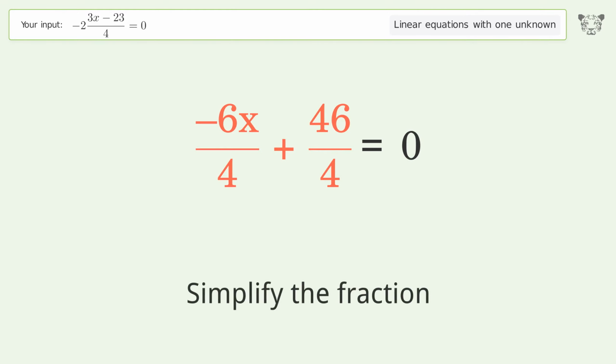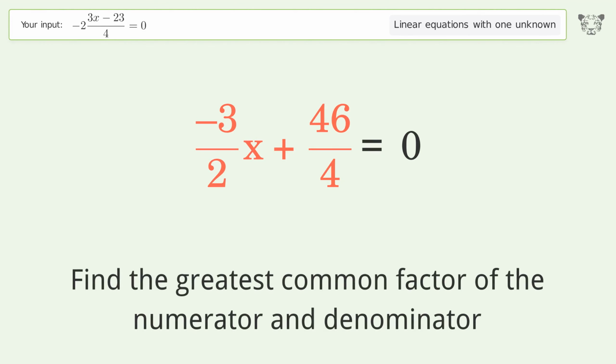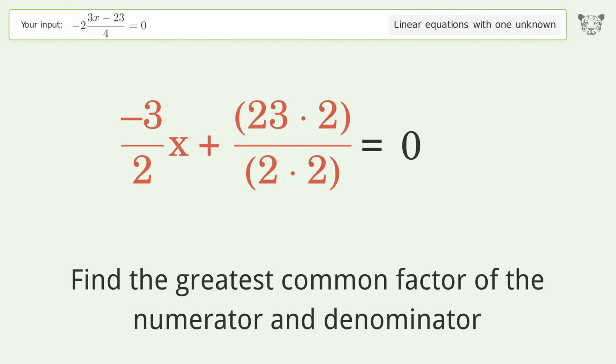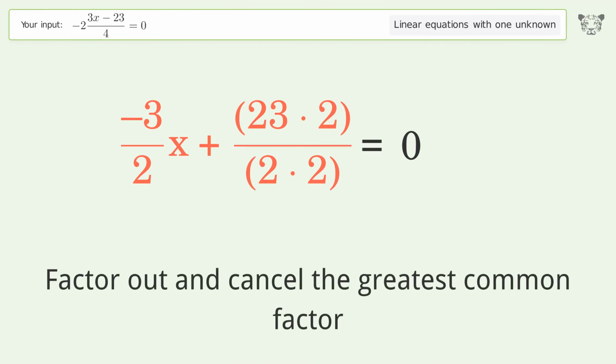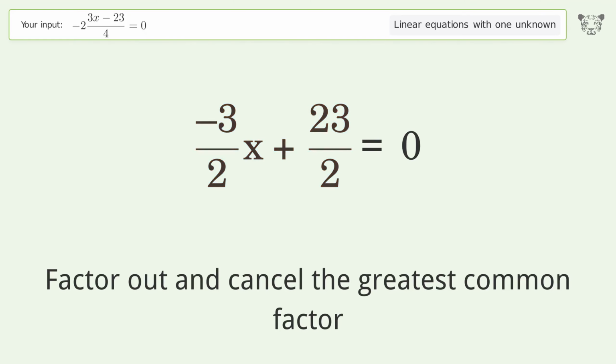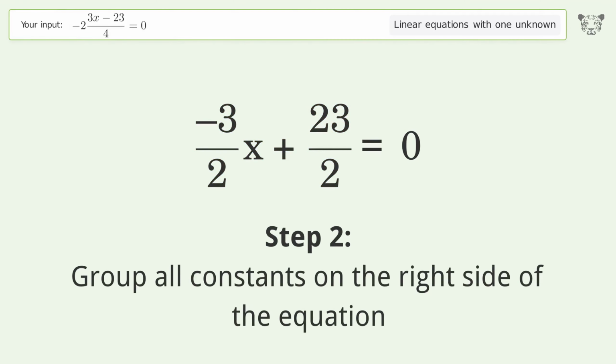Simplify the fraction. Find the greatest common factor of the numerator and denominator. Factor out and cancel the greatest common factor. Group all constants on the right side of the equation. Subtract 23/2 from both sides.